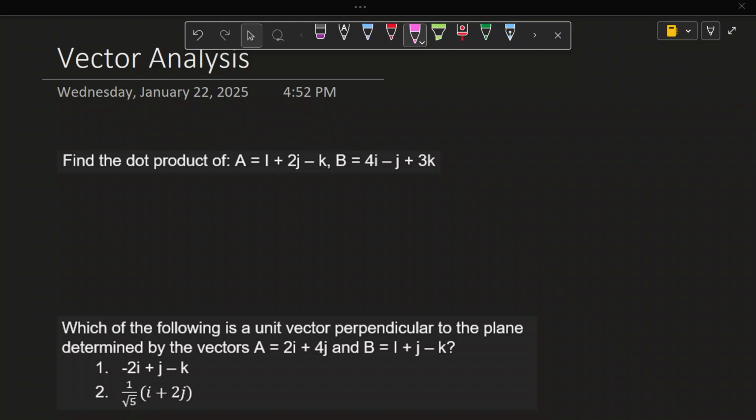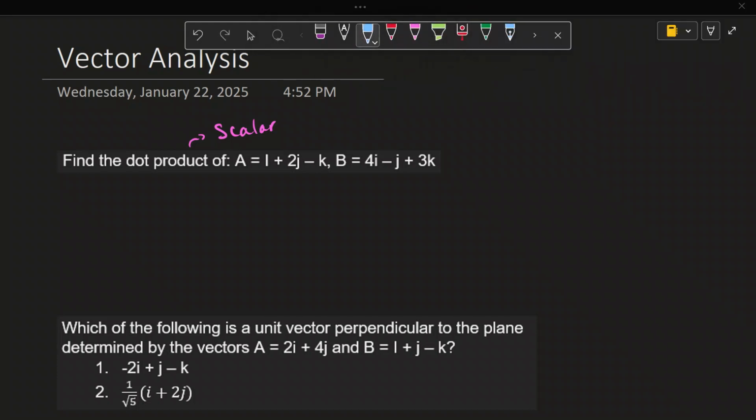For the first one here, we use the dot product. It says find the dot product between these two vectors. And one thing we have to notice is the difference between dot product and cross product. A dot product will result in a scalar value. A cross product will result in a vector value. So a scalar value will have no direction, it's just the magnitude.